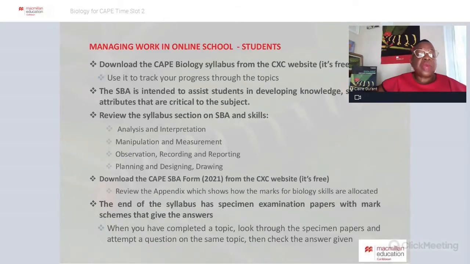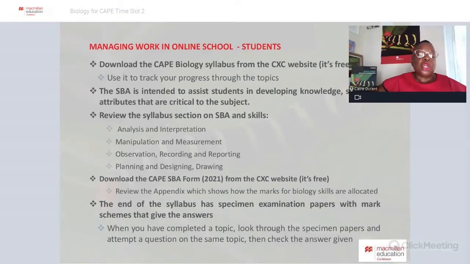From the CXC website, you can also download the CAPE SBA Form 2021 and review the appendix, which shows how marks are allocated for the biology skills. And the end of the syllabus, which you download free, has specimen examination papers with mark schemes that give you the answers.